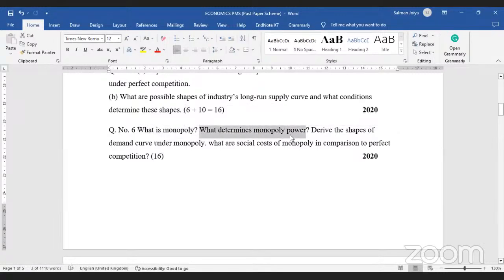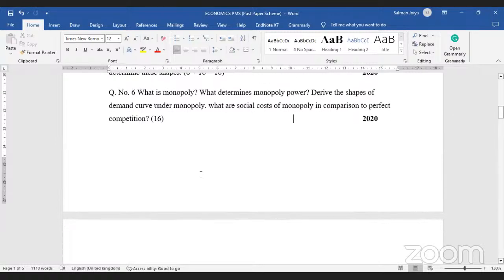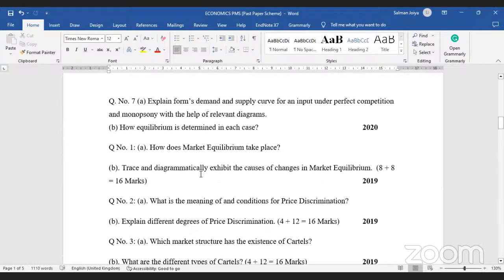What determines monopoly power? Approximately 3 marks. Derive shapes of the demand curve under monopoly? Approximately 5 marks. What are social costs of monopoly in comparison to perfect competition? Approximately 5 marks. That means 3 plus 3 is 6, 5 plus 5 is 10. It makes a total of 16. This is how the examiner does add as well.